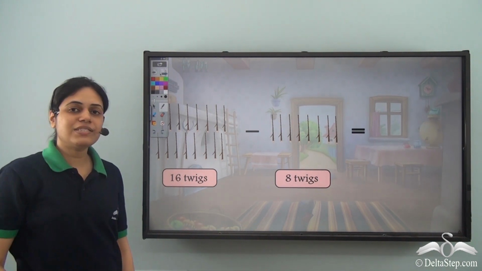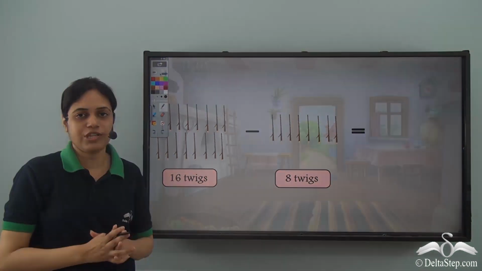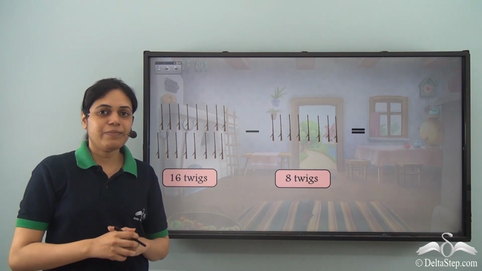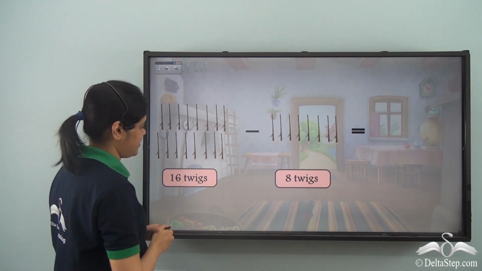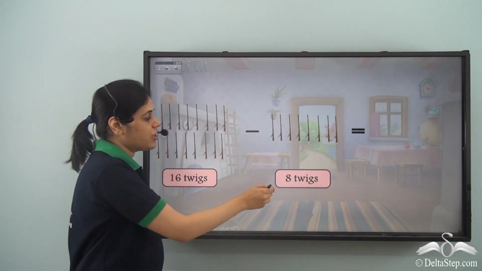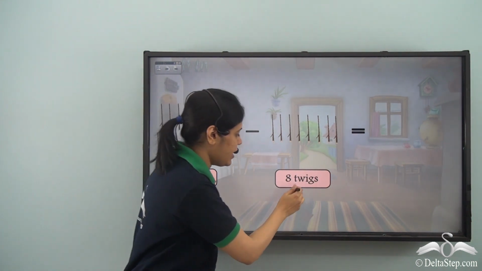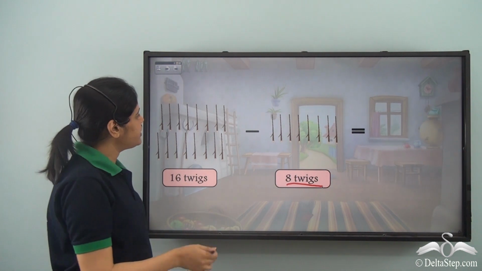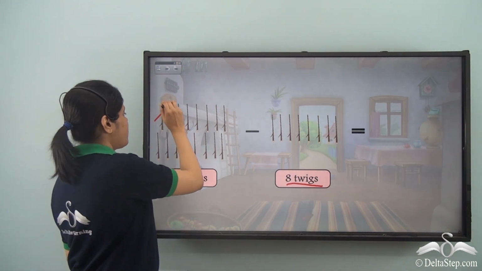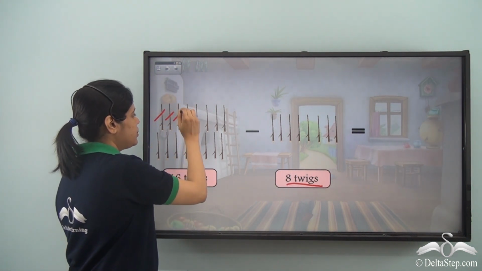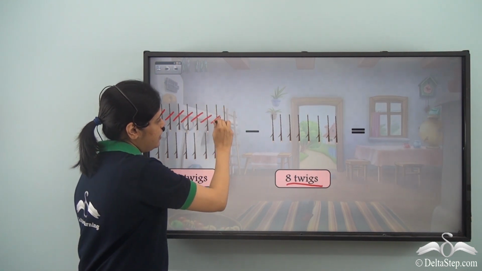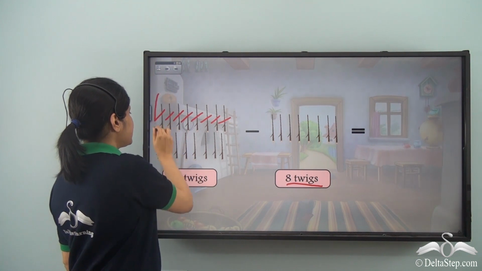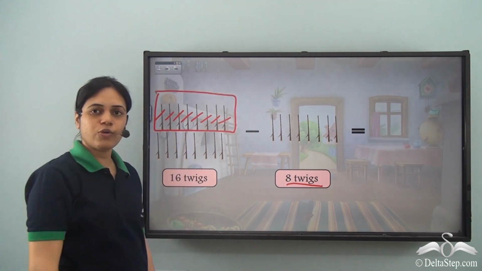And how many sticks did Mary have initially? So initially, Mary had 16 sticks or 16 twigs. And the evil crow took away 8 twigs. So let's remove 8 twigs. 1, 2, 3, 4, 5, 6, 7, 8. So these 8 were taken away by the crow.